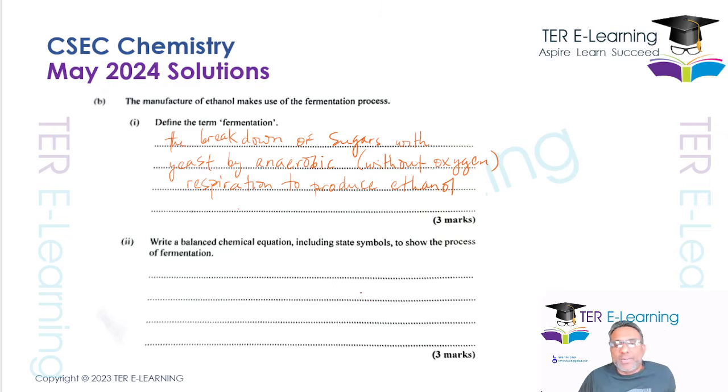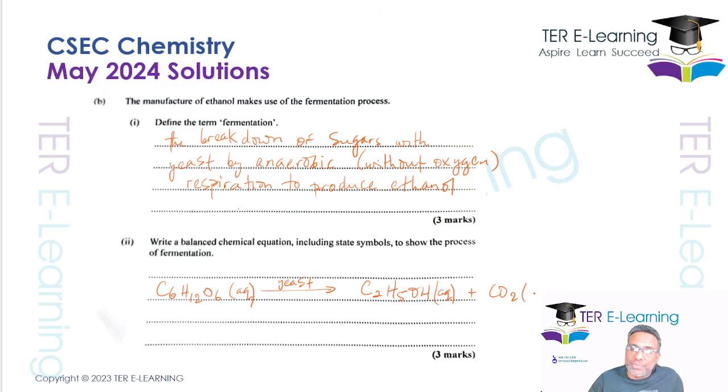Now, write a balanced chemical equation including state symbols to show the process of fermentation. So we start off with a sugar, C6H12O6. Now, this here is going to be aqueous because it's in solution. And what's going to happen here, so we have yeast. In yeast, we have an enzyme called zymase. So what we're going to get here is our ethanol, which is C2H5OH aqueous, plus carbon dioxide gas, CO2 gas. You're getting marks with state symbols. That's why you're getting 3 marks for this.